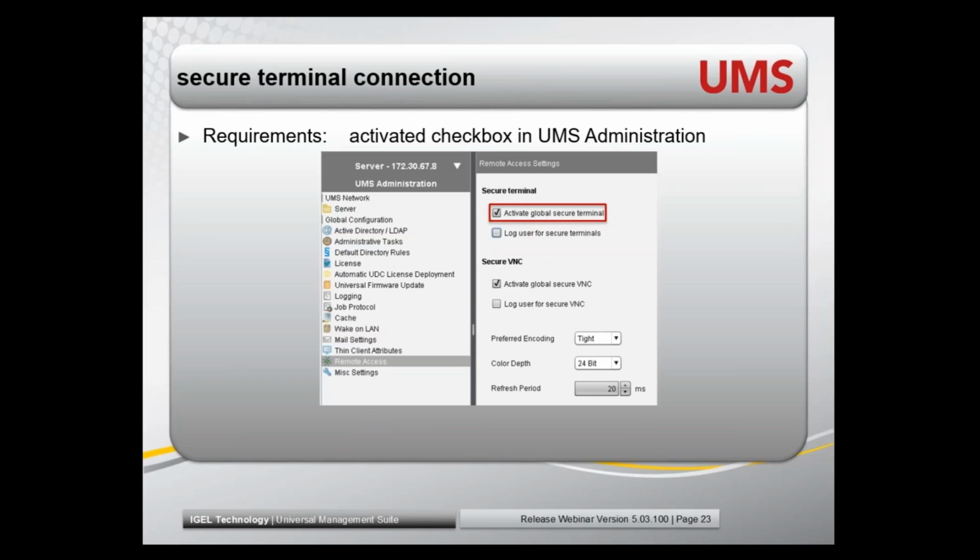The requirement in the UMS console: this was the setting on the thin client, now the settings in the UMS. You will find them under UMS administration. And then, like you see here highlighted, the remote access. And here are settings for secure VNC and also for the secure terminal. Here you can activate global secure terminal.